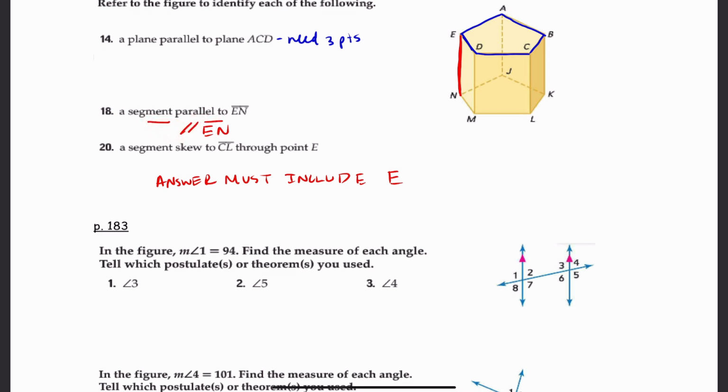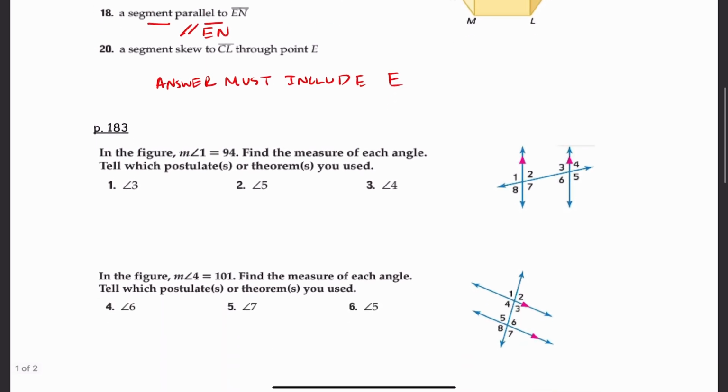Number 20, a segment skew to segment CL through point E. Your answer must include E. And remember, skew lines, or segments in this case, are lines that don't intersect but are in different planes, okay? That's number 20.